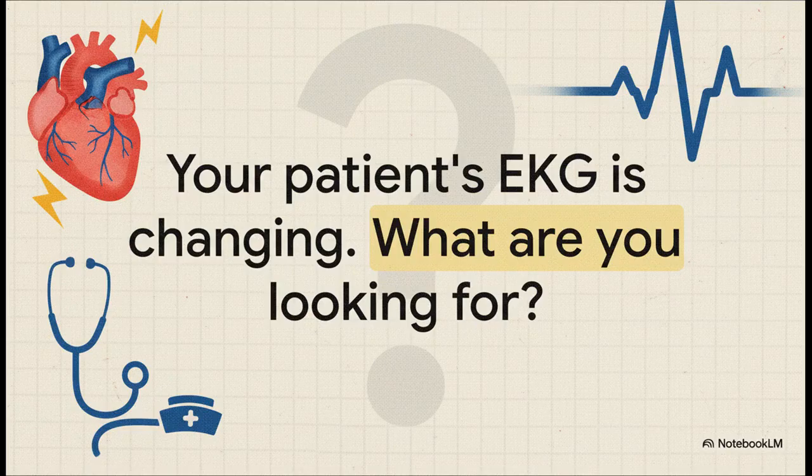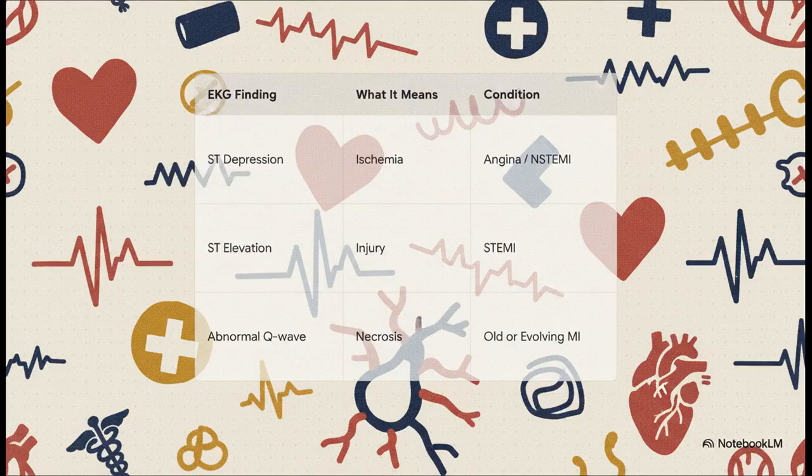All right, so your gut is telling you it's an MI. The first thing you're going to look at is the EKG. The EKG is telling you a story in real time about what the heart's electrical system is doing. So what exactly are you looking for in that story? What are the clues? And here's the decoder ring for that story.